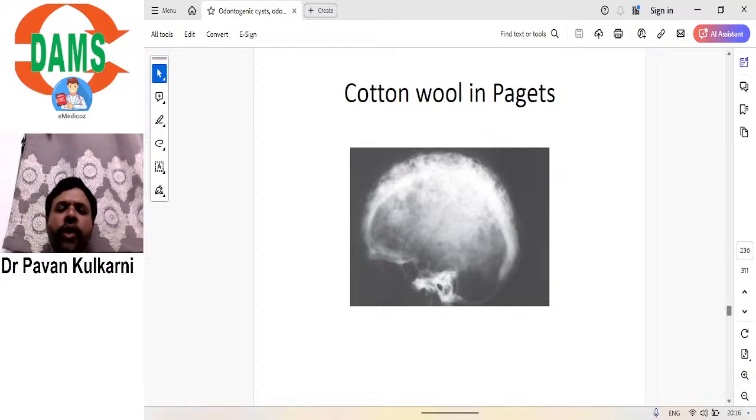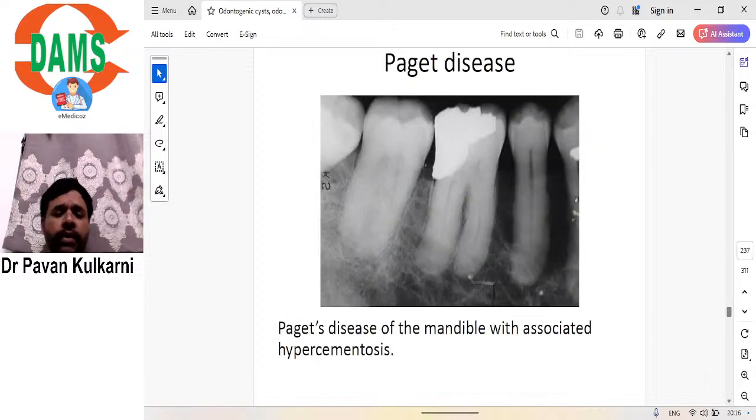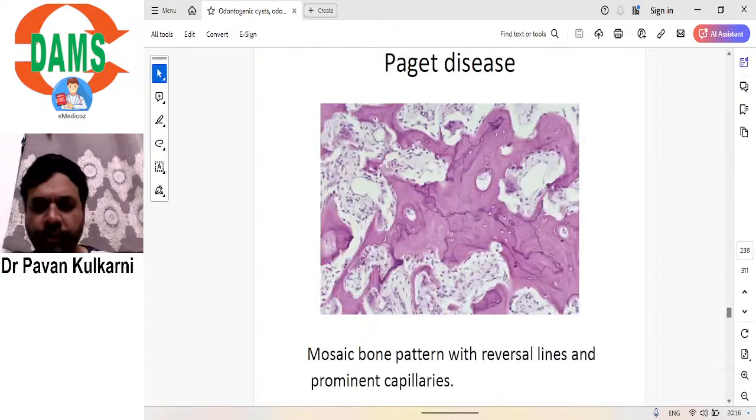I have another image of cotton wool appearance. You can see the lateral skull view. This is a very important radiograph that you have to appreciate. In this IOPA, what we can see in Paget disease is hypercementosis. What do you mean by hypercementosis? Generalized, all the roots, the cementum is thickened. So this is a very characteristic image that you have to remember about Paget disease.